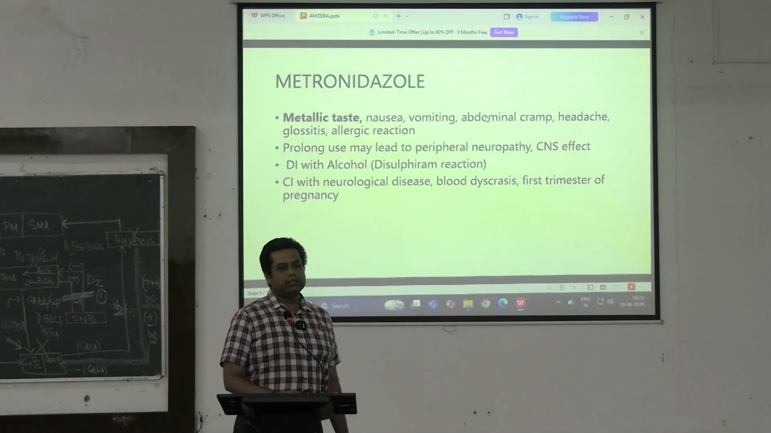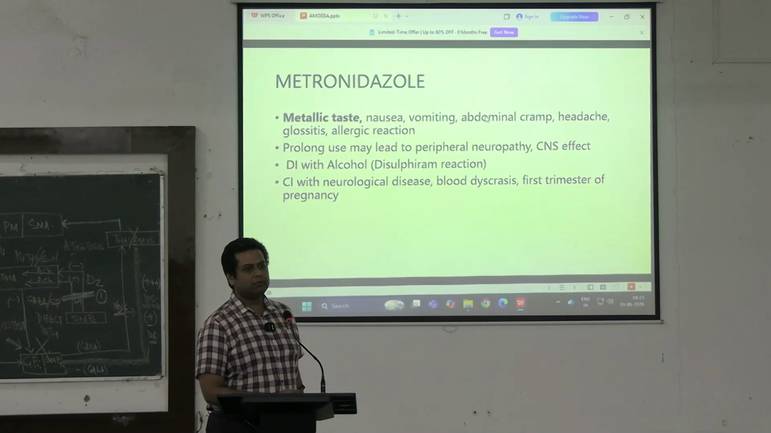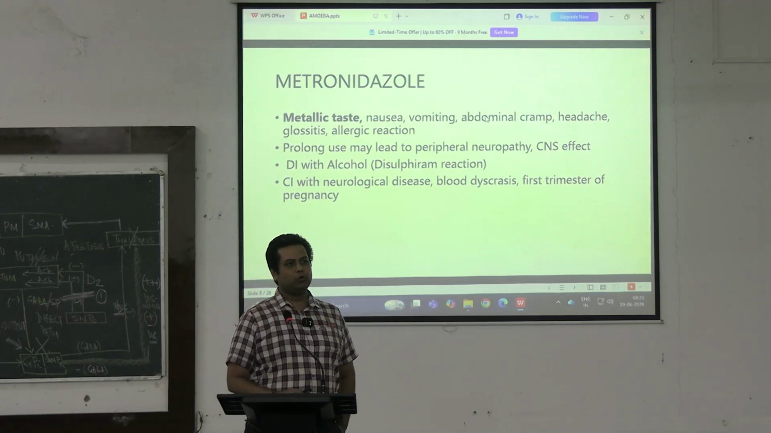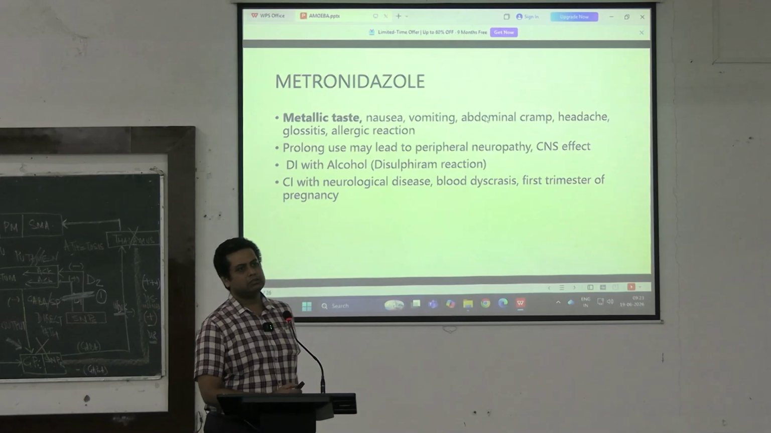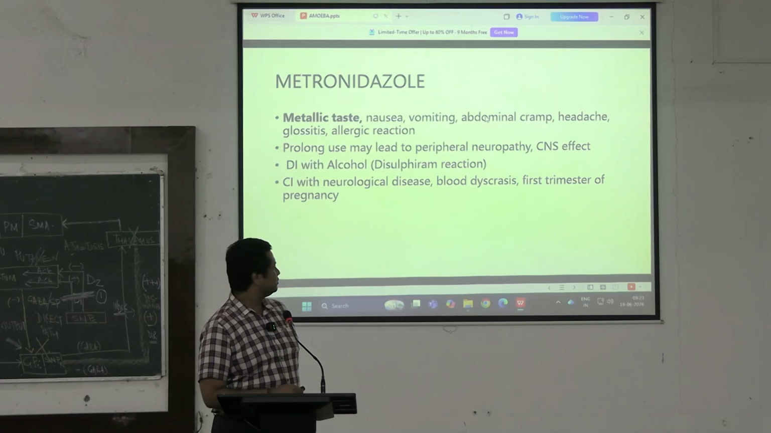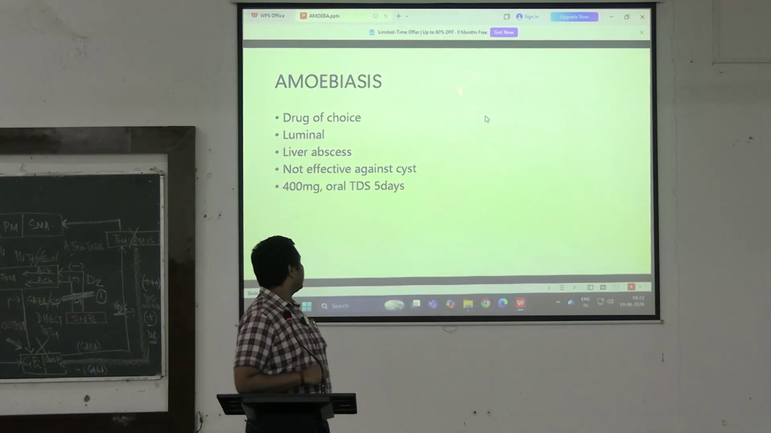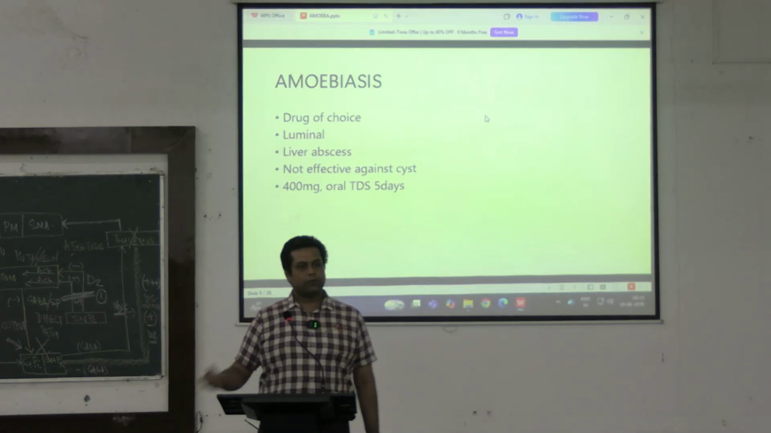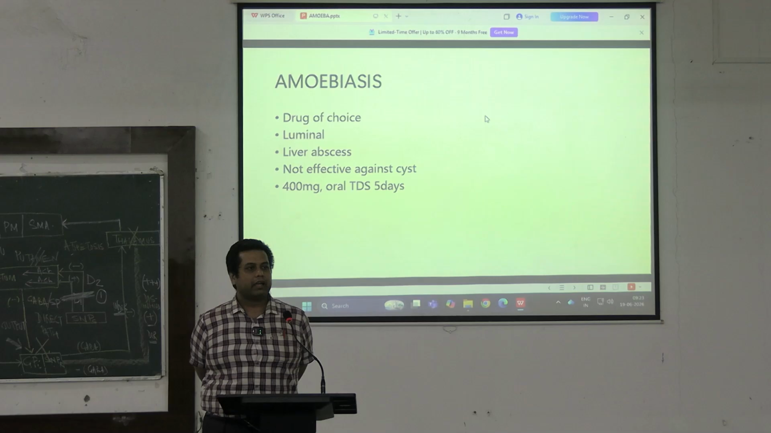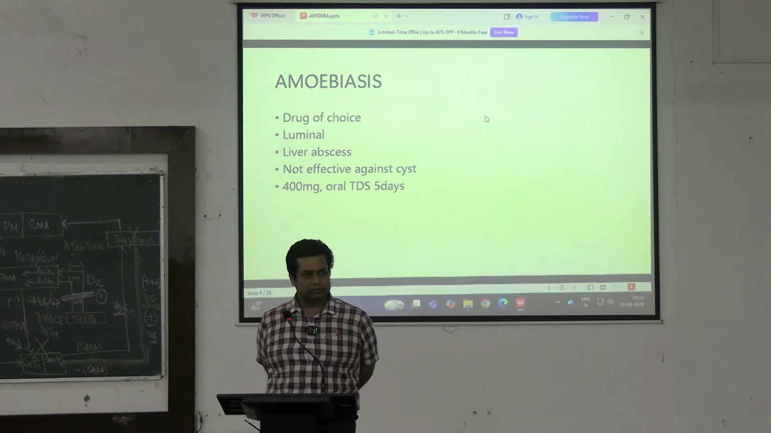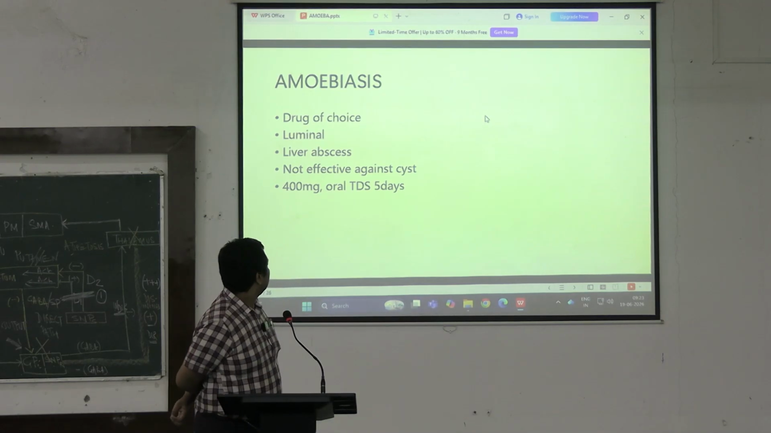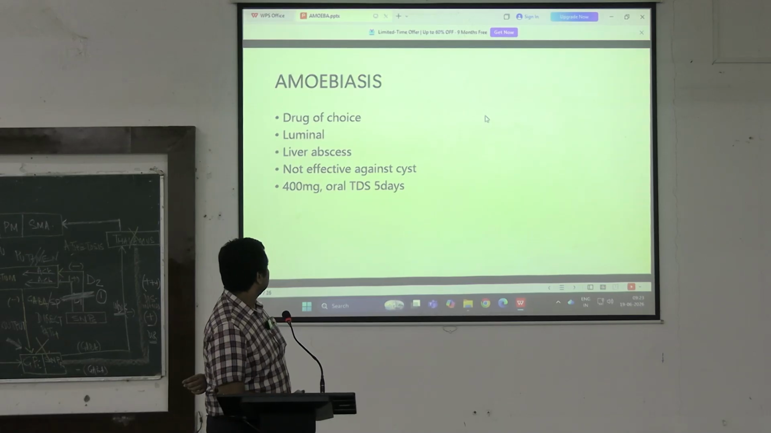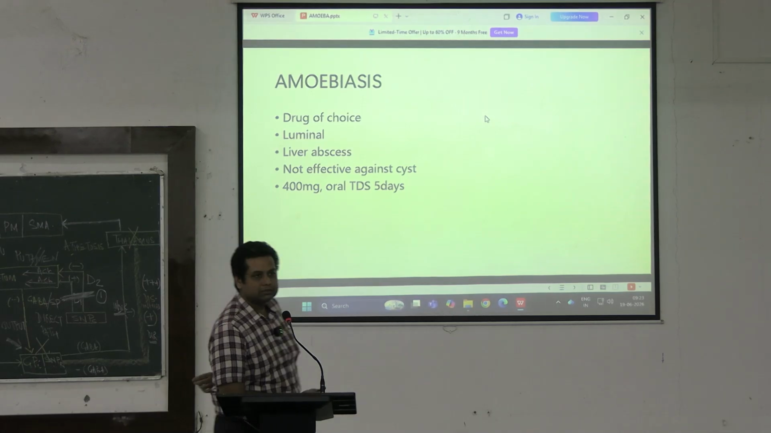So there is no evidence of any teratogenic effect. There is not much proof of its safety, though. It is better to avoid it, even though no teratogenic effect has been demonstrated. So it's the drug of choice in amebiasis, both for tissue amebiasis as well as luminal amebiasis. Luminal amebiasis, liver abscess, but not effective against cysts.